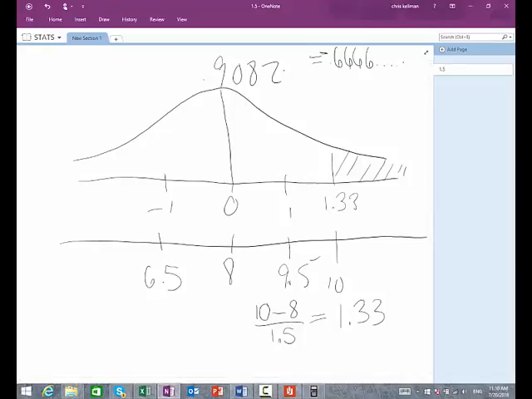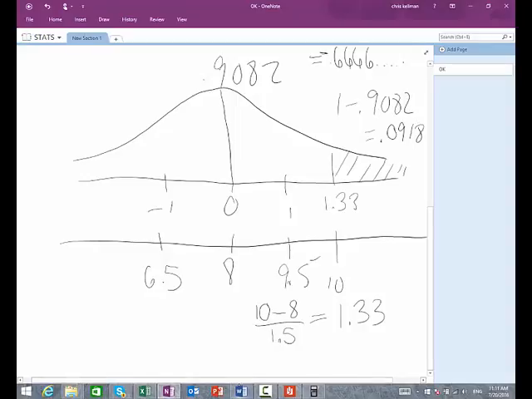We don't want the area to the left, we want the area to the right in this case. So we remember that the total area under the curve is 1, so 1 minus 0.9082 is going to give us 0.0918. So the probability of a user using more than 10 gigabytes and going over the data plan is 0.0918 or 9.18%. So if you're looking for the area above a z-score, you have to go 1 minus the area from the table.